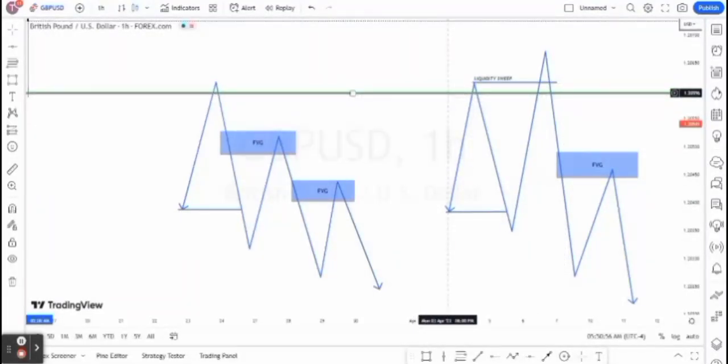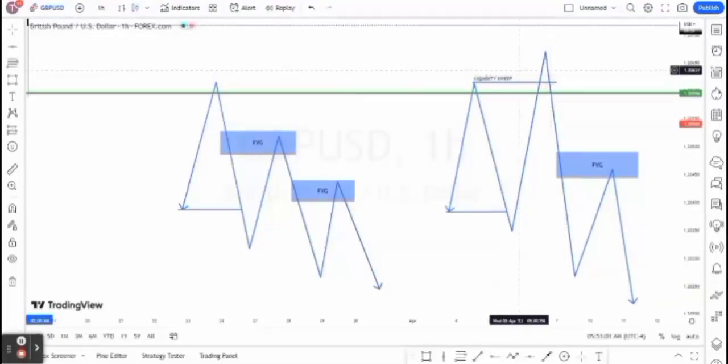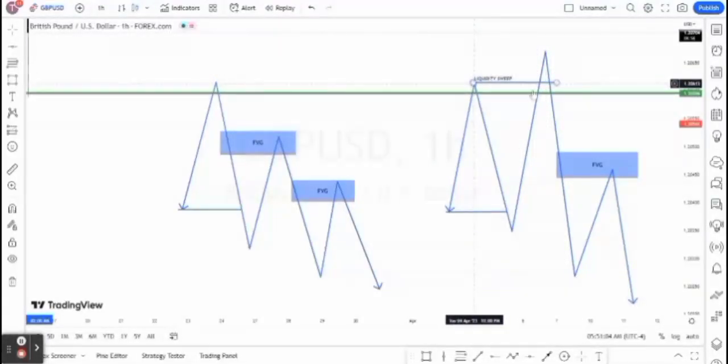If I know that the market is going to reverse off from there, I'm likely to take a trade here. My stop loss is going to be 10 to 20 pips above my entry point, which is above this high here. So my stop loss is going to be 10 to 20 pips above it.